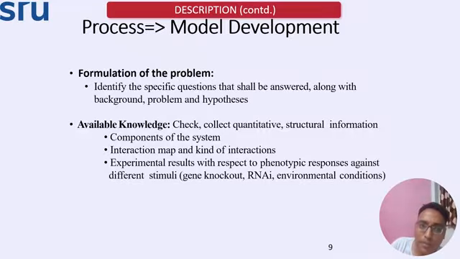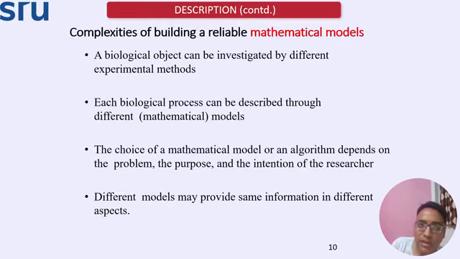Then we build up the model. We try to build up the required model: the interaction map and kinds of interactions, experimental data, checking each and every part. Then, after building the model, we want a reliable mathematical model. We try to put in the mathematical equations as well.